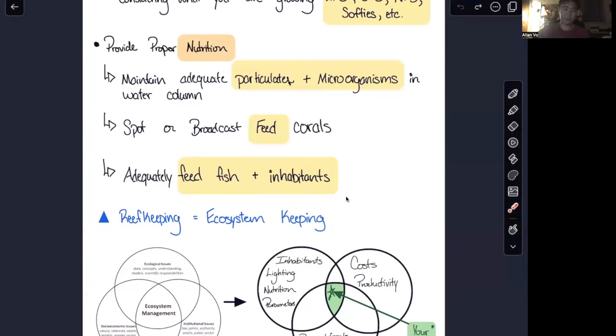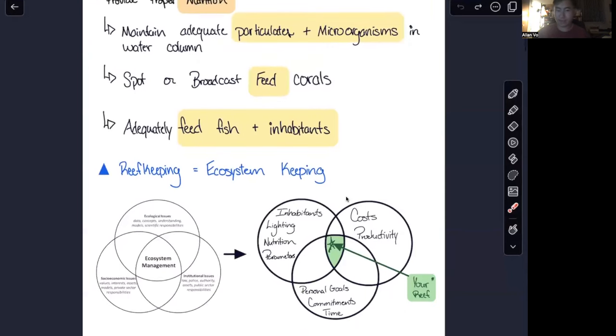I also noticed that there was an advocation for broadcast feeding or spot feeding. They have a lot of products in there addressed to that. Obviously, you also have to feed your fish and inhabitants as well.